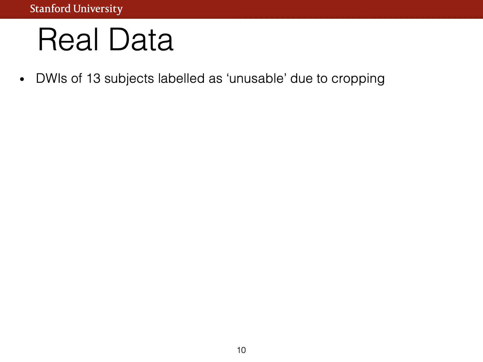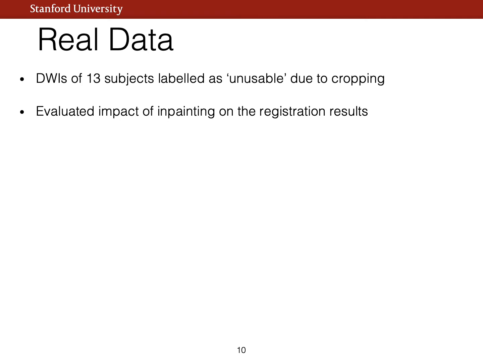And finally, we applied the proposed model to real data, which include 13 subjects that were labeled as unusable by the INCANDA quality assurance protocol due to the cropping artifact. We inpainted these images by our proposed model, but this time we don't have ground truths anymore, so we cannot do a direct comparison. Instead, we inspected the impact of inpainting on the follow-up registration procedures.